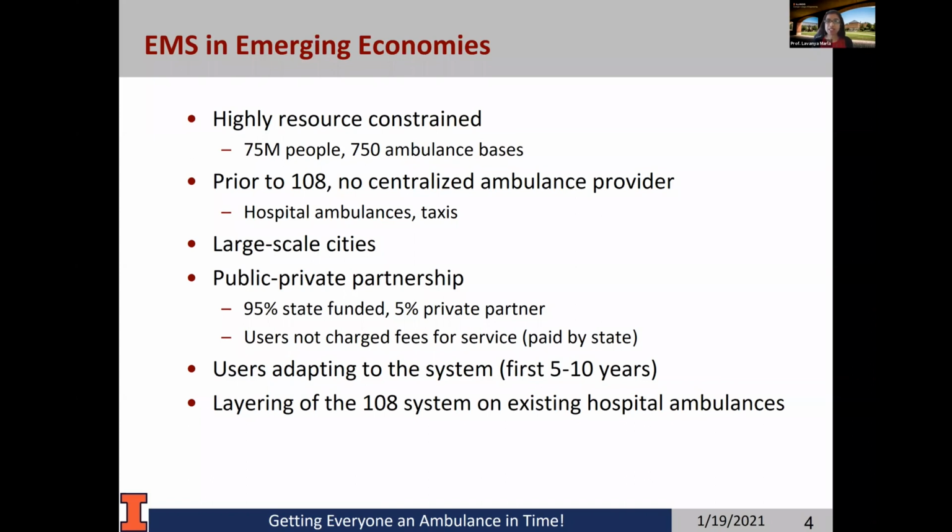So first of all, these systems are highly resource constrained in these emerging settings, because as the fleet size and other provisions are being made, you can have very few ambulances per capita. And prior to these 108 type centralized providers that are being put into place, previously there were no centralized providers. So what used to happen was there were these ad hoc taxis or hospital ambulances that were used to provide these services. So you call maybe a particular hospital and say, can you send me your ambulance? Or somebody would just take a taxi to get to the hospital.